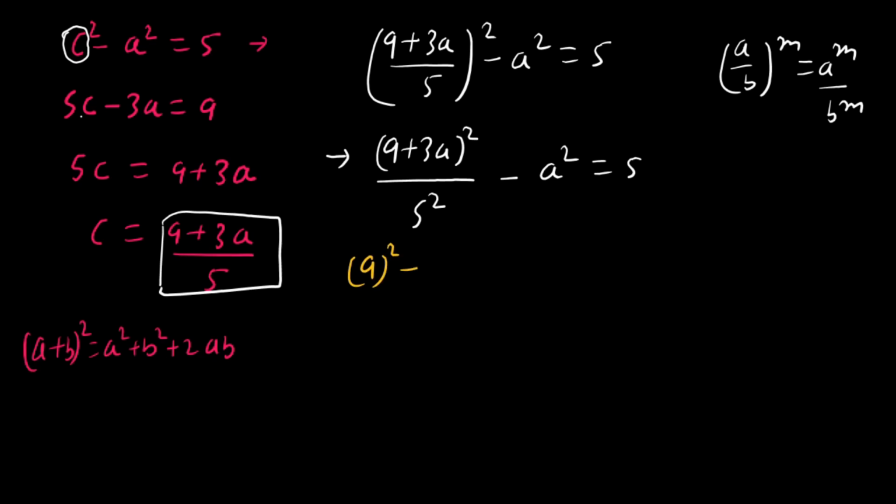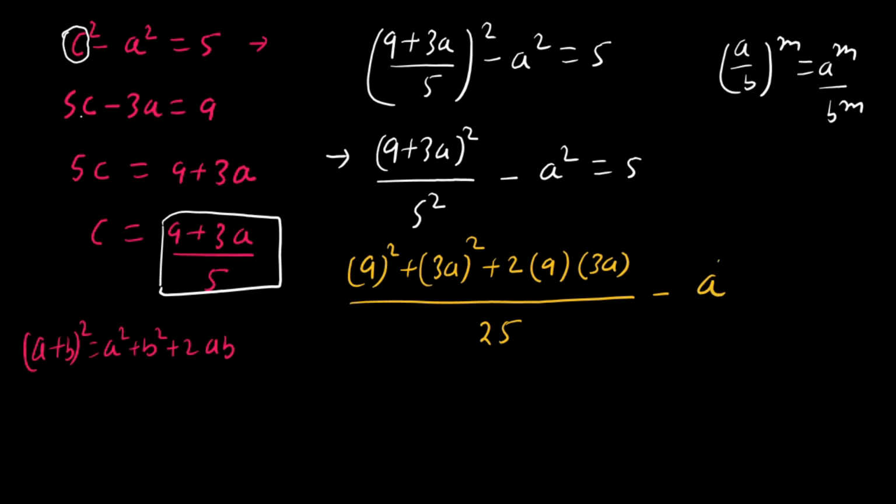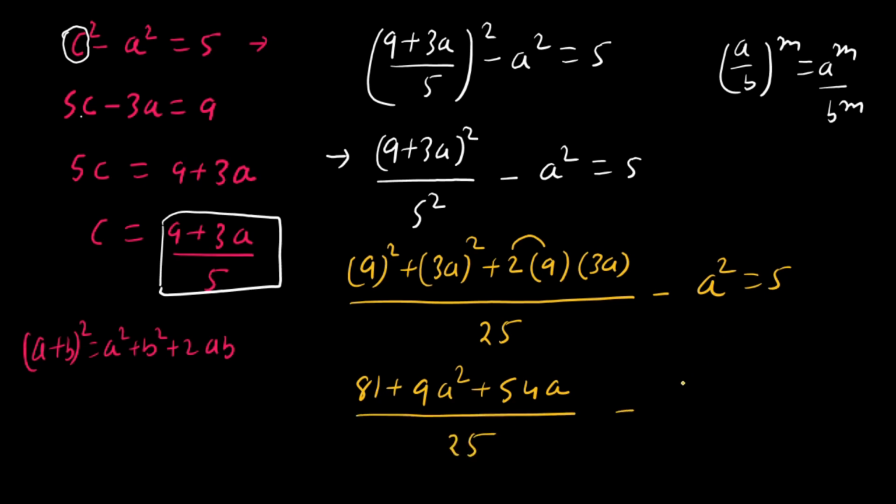9 square plus (3a) square plus 2 times a, that is 9, and b, that is 3a, divided by 25 minus a square, is equal to 5. Here 9 square is 81, plus (3a) square, that is 9a square, plus 2 times 9 is 18, 18 times 3 is 54 times a, divided by 25 minus a square. And here if we multiply by 25 and divide by 25, this is equal to 5.